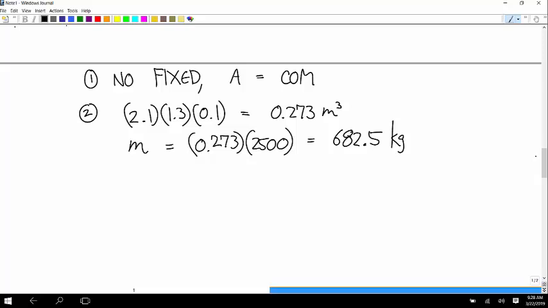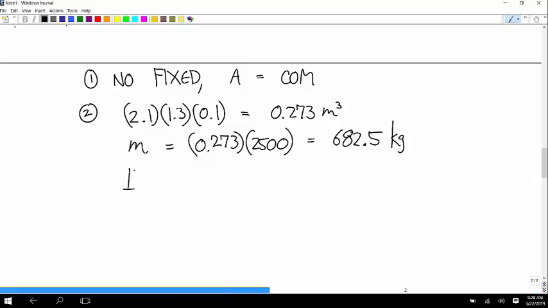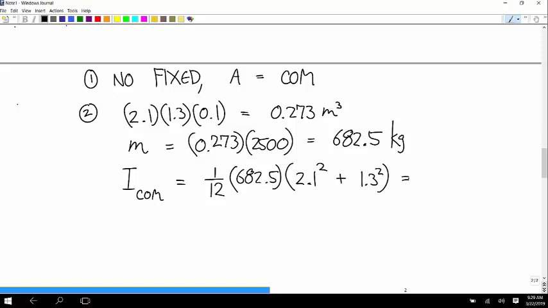Okay, and then we have the mass and the mass moment of inertia about the center of mass, which is 1/12 times the mass times the length squared plus the width squared. And what do you get for that?